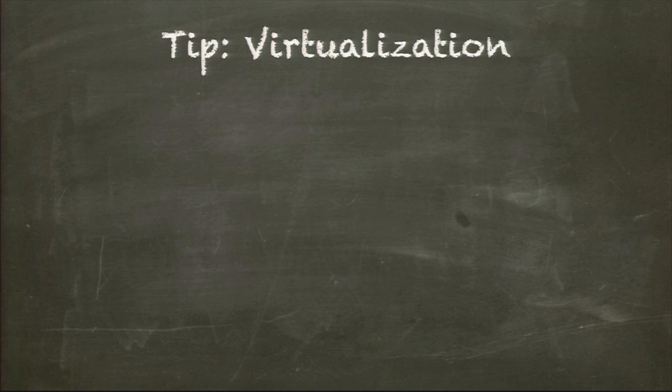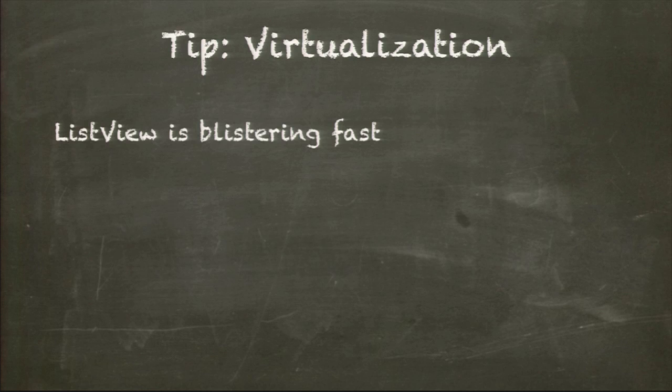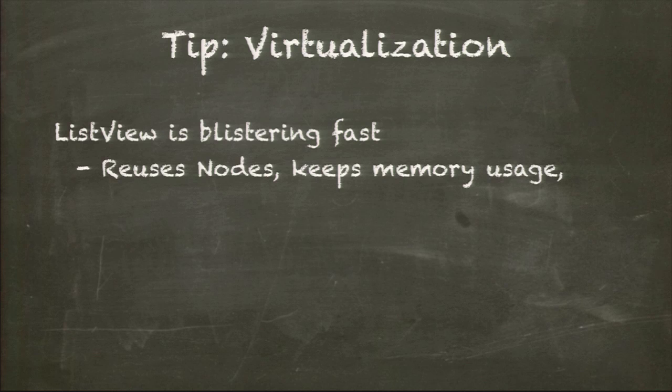Okay, the next tip is virtualization. We talked about this a little bit in the keynote. ListView is blistering fast. You can put 10 billion items in that ListView and it'll scroll until its heart falls out. I don't know, whatever Integer.MAX_VALUE is. Somebody knows. The reason it's fast is because it reuses a small number of nodes over and over again. Reusing nodes is good, it reduces memory usage.